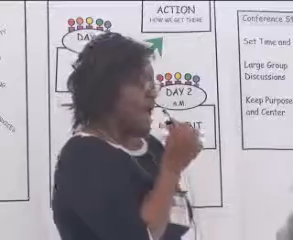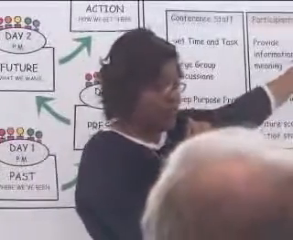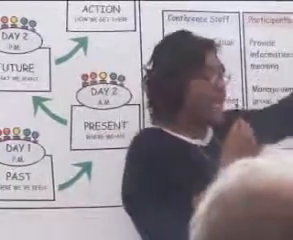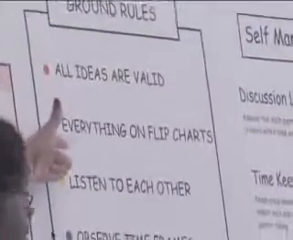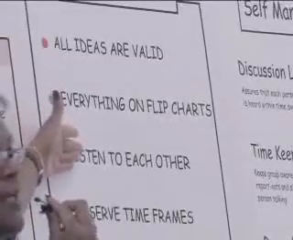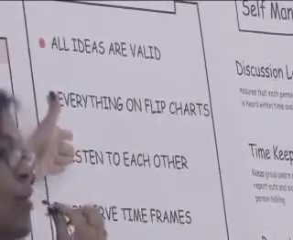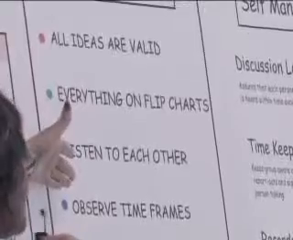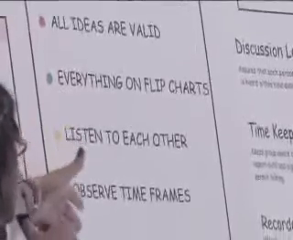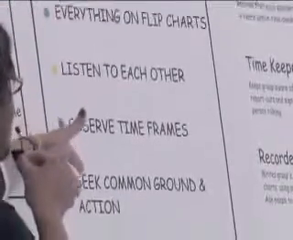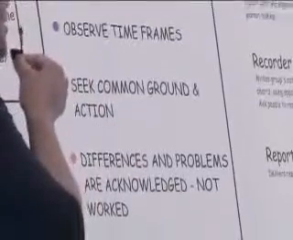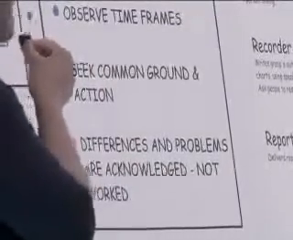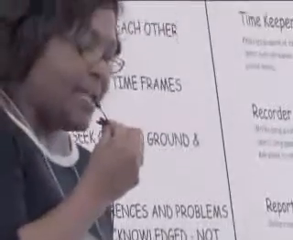Now, here are some ground rules. All ideas are valid. Everything that is said goes on a flip chart, that you listen to each other. Remember, you have 2 ears and 1 mouth for a reason. Observe time frames. Seek common ground and actions. Differences and problems are acknowledged but not worked. Okay? Now, how does a group self-manage itself?